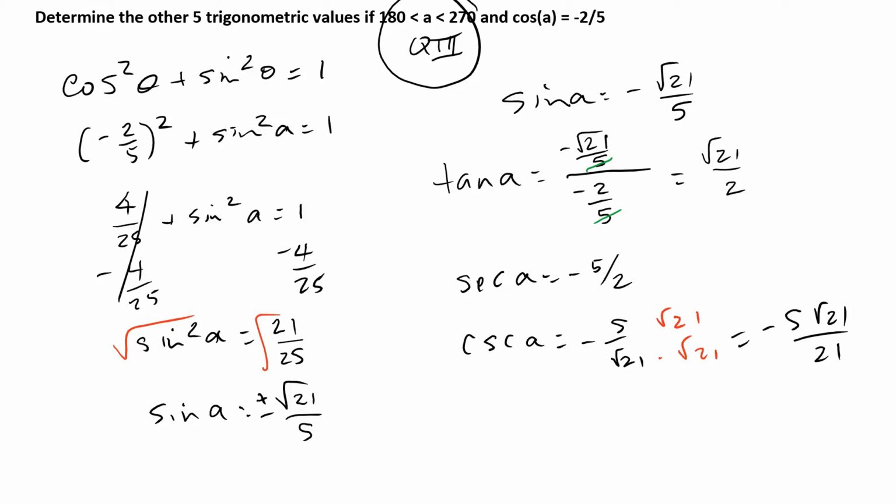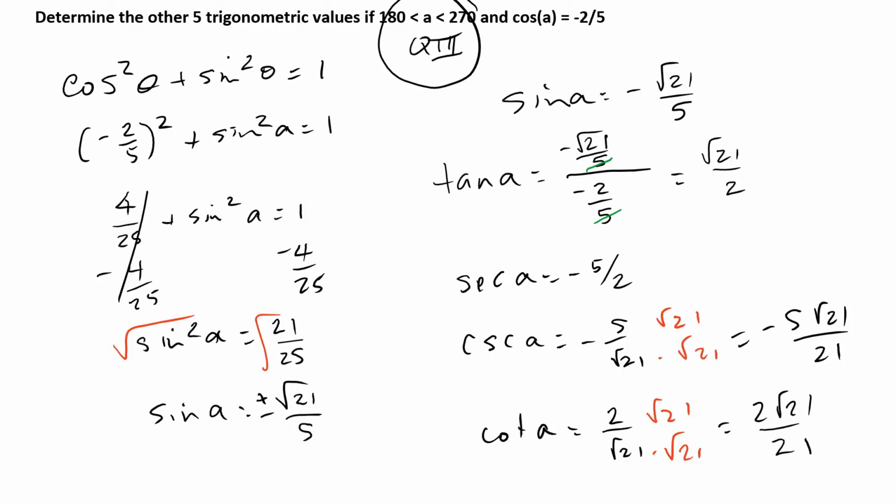The last one we have to find is the reciprocal of tangent, which would be cotangent. So if we flip that, we get positive 2 over the square root of 21, right? Remember, we're in quadrant 3, so tangent and cotangent are the only positive ones. Just like we did with cosecant, we'll multiply by the square root of 21 on top and bottom, and we wind up having 2 square roots of 21 over 21.